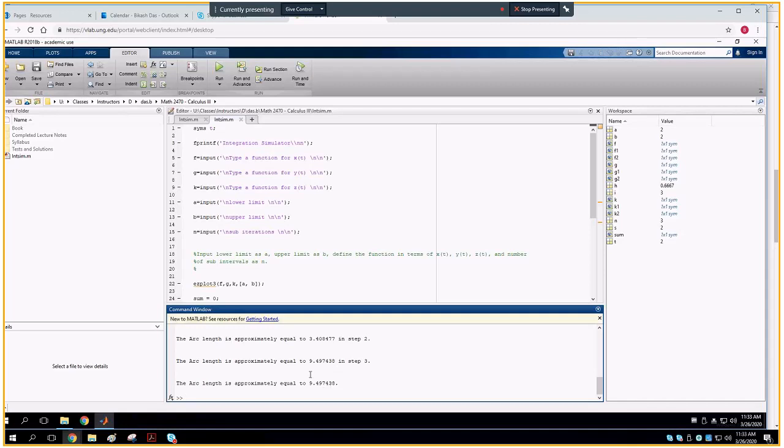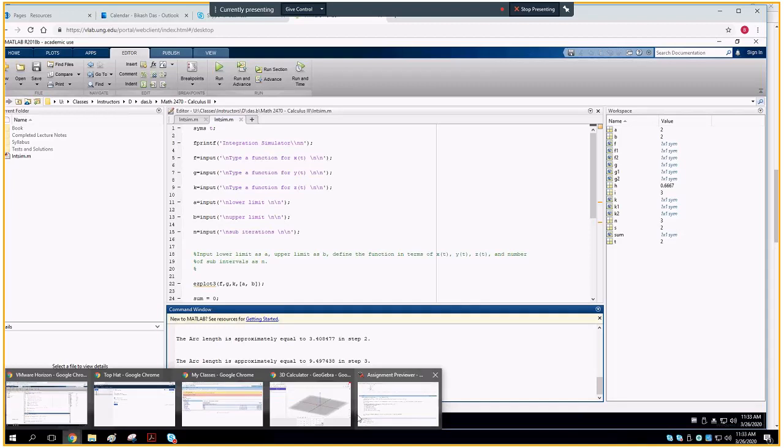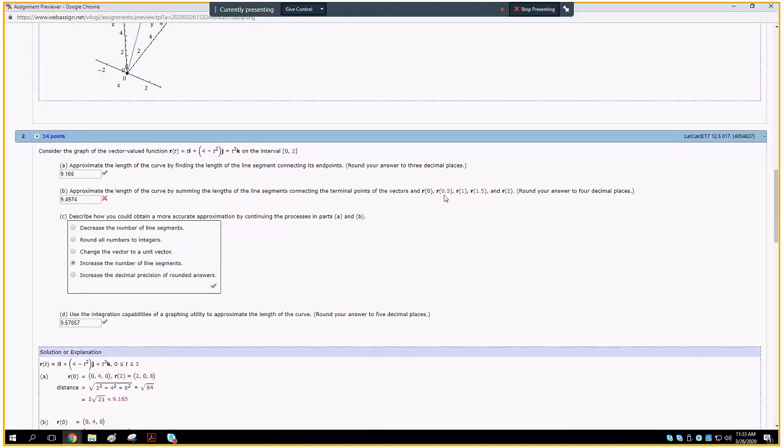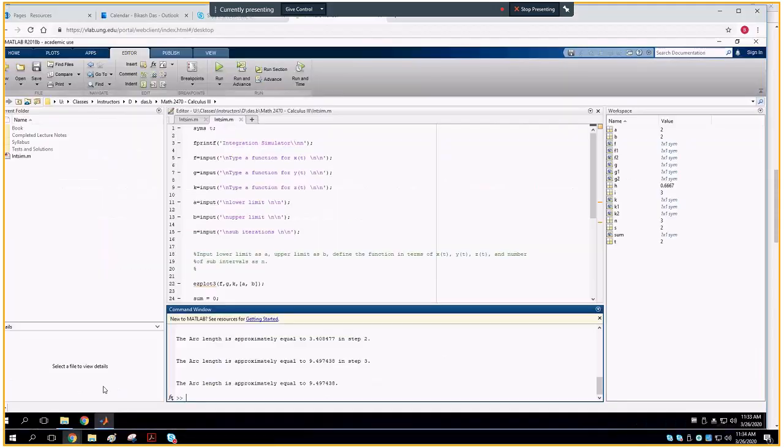9.4974. And I was using 1, 2, 3. Oh, see, I was using 4 intervals, sub-intervals. 0 to 0.5 is 1, 0.5 to 1 is 2, 1 to 1.5 is 3, and 1.5 to 2 is 4. So 4 sub-intervals. So we'll do the MATLAB coding one more time. I'm so sorry for the miscommunication.